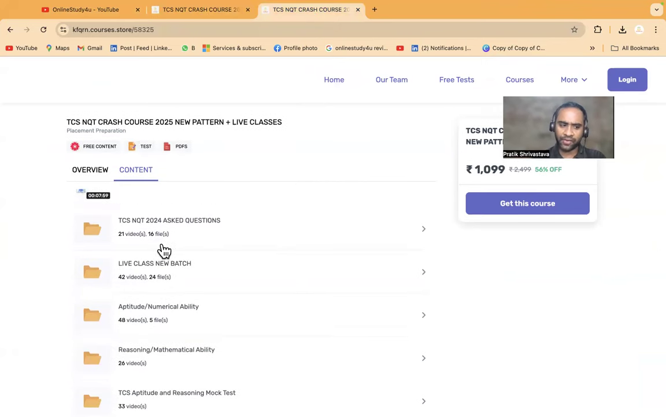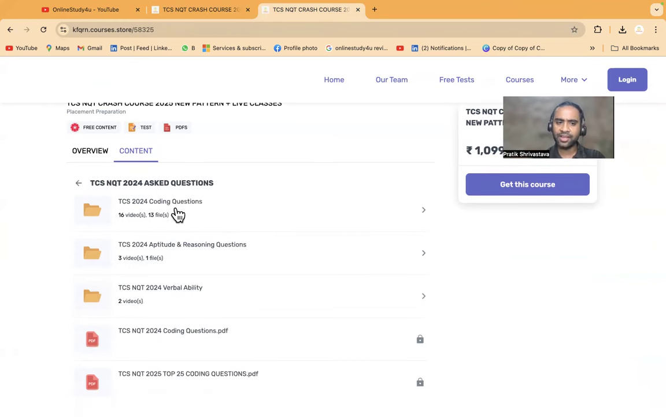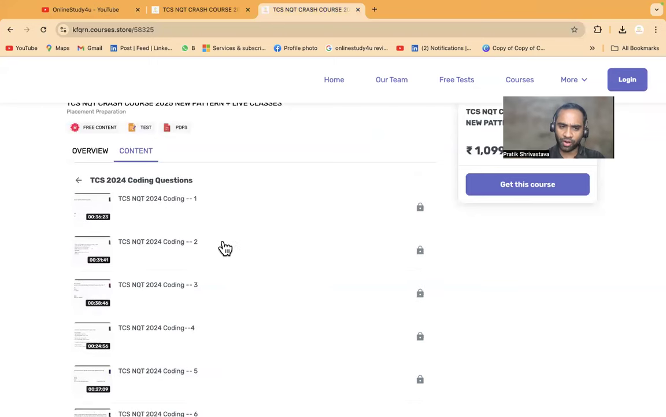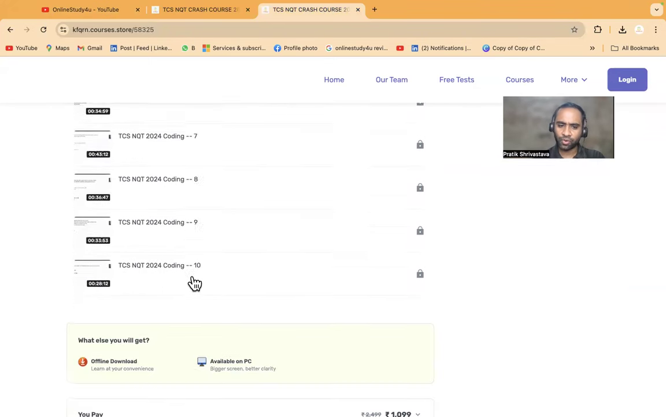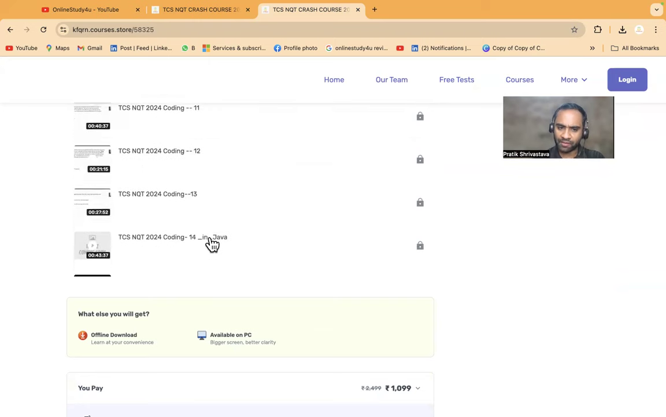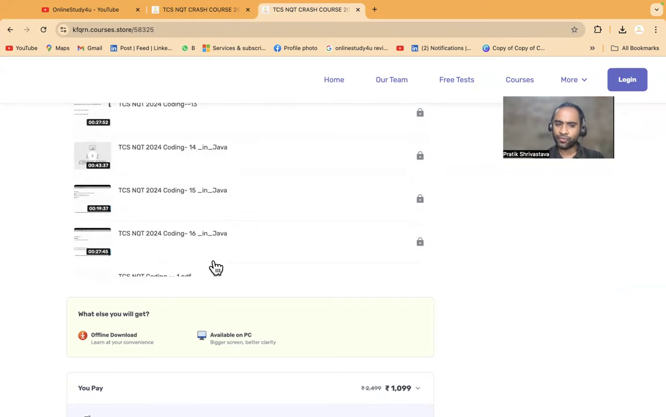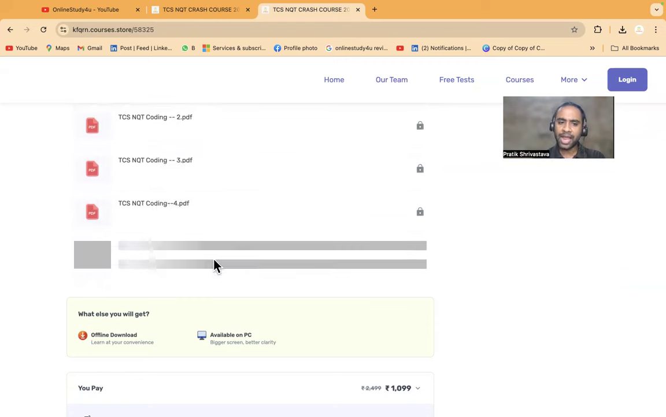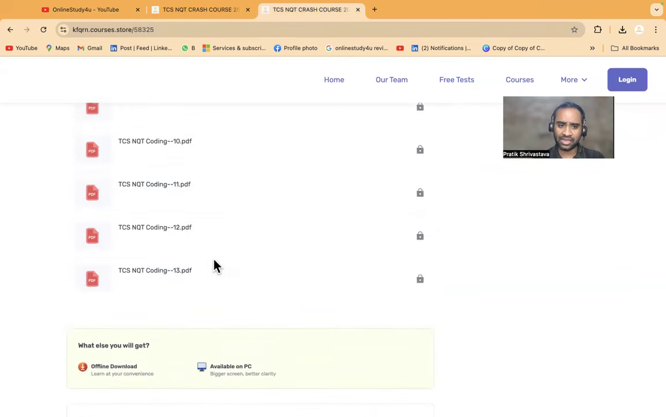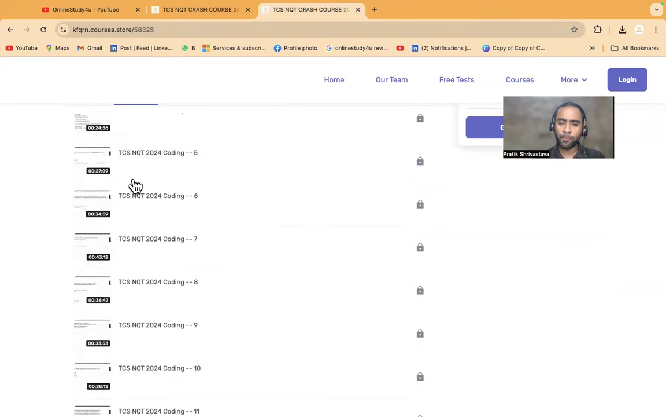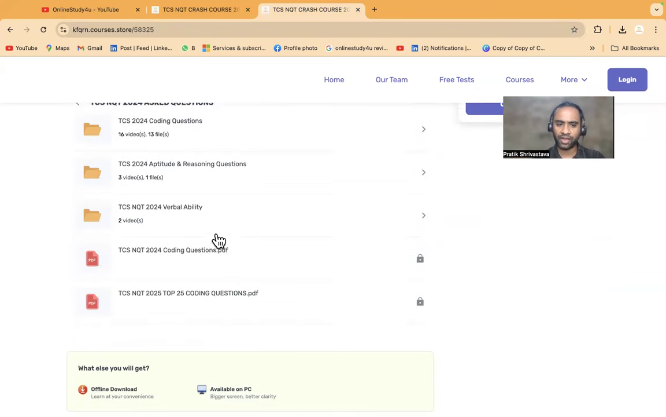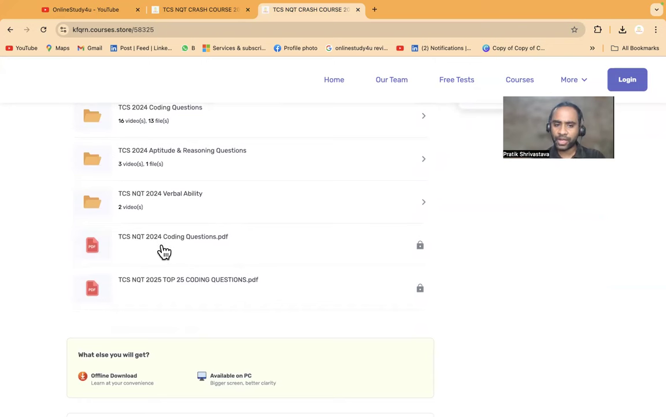If you see the content, you will be surprised. Friends, we have already put the TCS NQT 2024 asked questions. If you go inside, the TCS NQT coding questions, whatever was asked, we have put in C++, and now we have also started putting in Java. So we are solving in both C++ and Java. And one more interesting thing: we are also providing you the list of the questions that were asked, TCS NQT 2024 coding questions and solutions in both Java and C++.